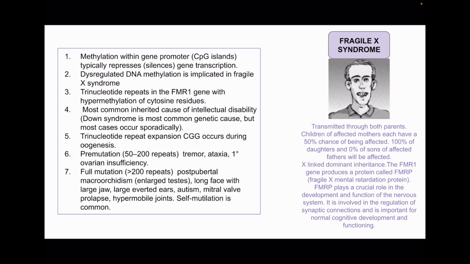So in the full mutation, which is greater than 200 repeats of the CGG, what you'll see is enlarged testes. Very important. It's a very important clue in a question stem. Enlarged testes. You'll also see a very long face, very large jaw, and these are the most important ones. The large testes, the long face, and the large jaw. This will usually be mentioned in the stem.